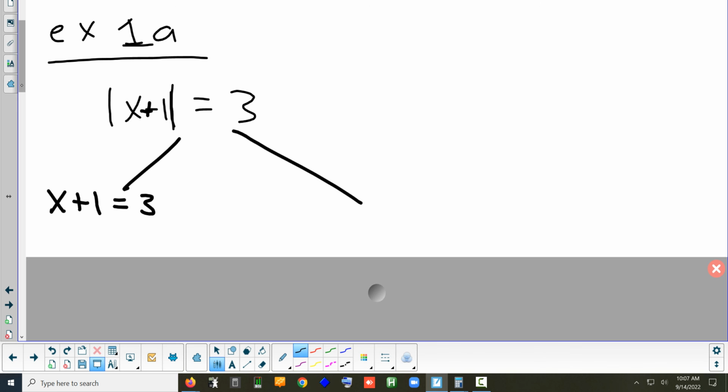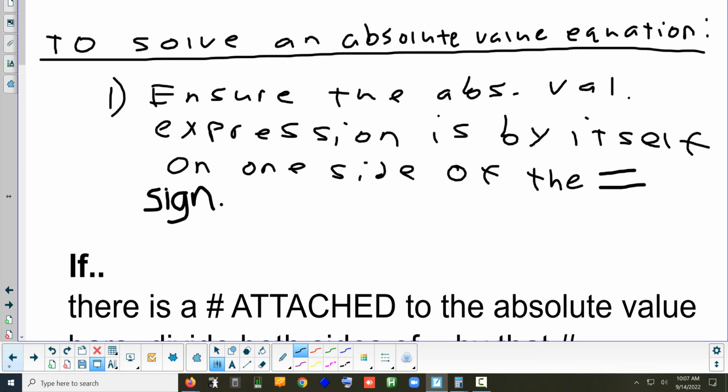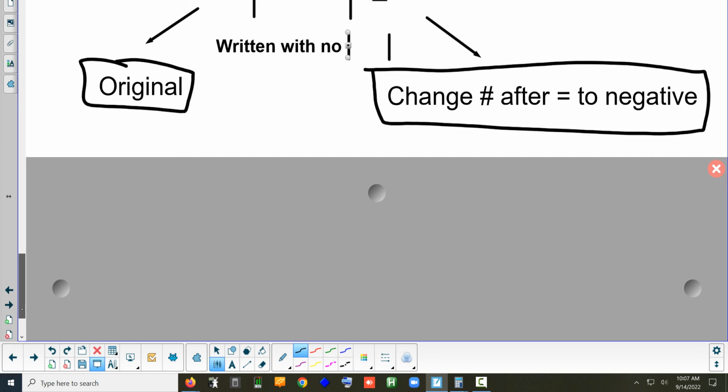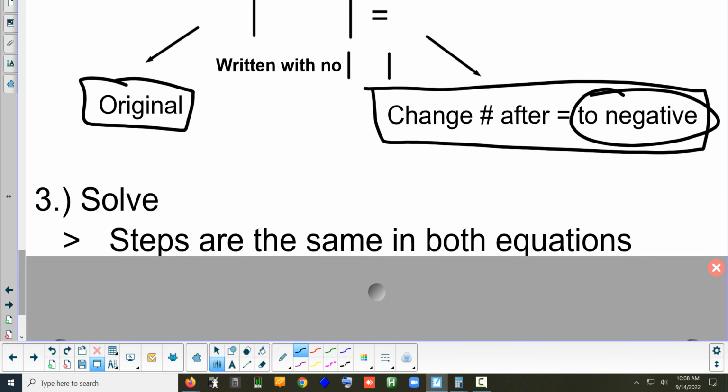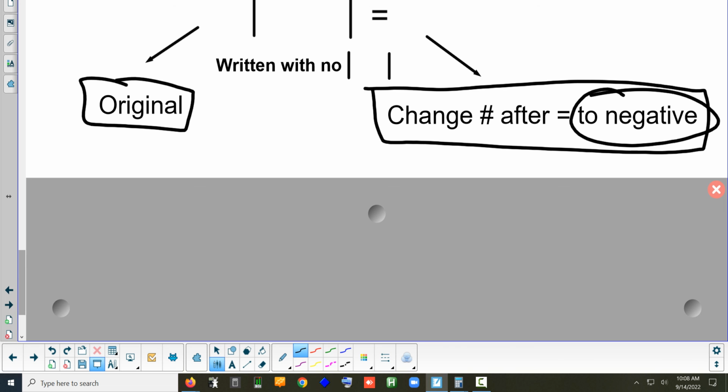But we need a second one. The second one is right here. For the second one, we're still going to write it with no bars, okay, because that's the whole point of splitting it. We're getting rid of the bars, but we change the number on the other side to a negative. So let me show you that, and then I'll give you the last step right here. So change the number on the other side to a negative.